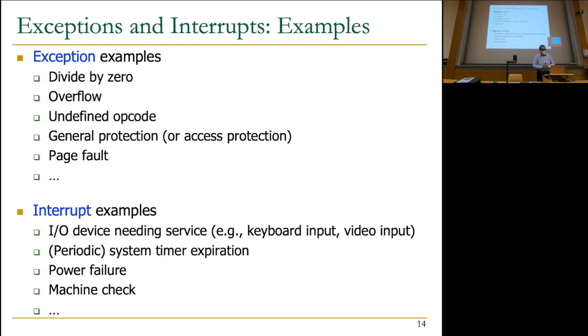Power failure is a critical interrupt, clearly, as we discussed, right? That's another interrupt going into the processor saying, I need to do something because I feel that power is going down. Machine check: there's some error in the machine, I need to handle it, and this may be important for the system. Basically, you can see that these interrupt examples are related to the system. They're external to the process, whereas these exceptions are internal to the process. Okay, any questions?